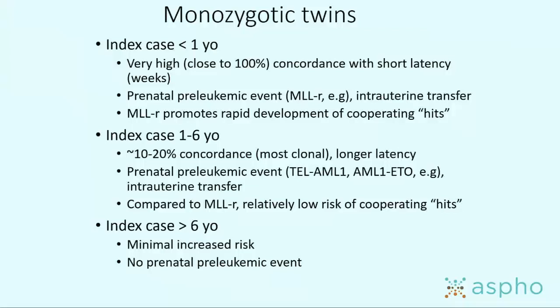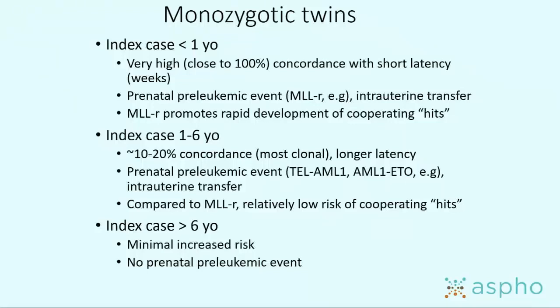Now, if the index case is greater than a year, then the concordance rates drop significantly to only about 10 to 20%. And most of these, when there is concordance, have been shown to be clonal between the two twins. And the latency tends to be much longer between the two twins developing leukemia. And what this tells us is that, again, there was a prenatal pre-leukemic event, but it wasn't an oncogene quite as strong as MLL. It was either TEL-AML1 or AML1-ETO. Both of those have been linked to this.